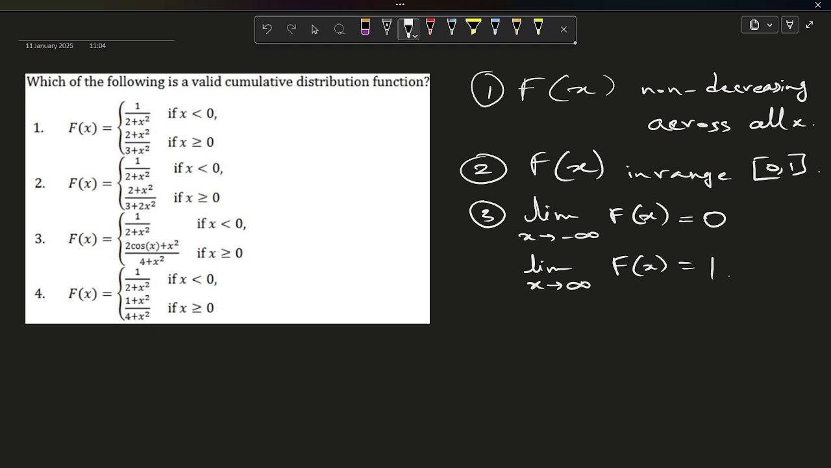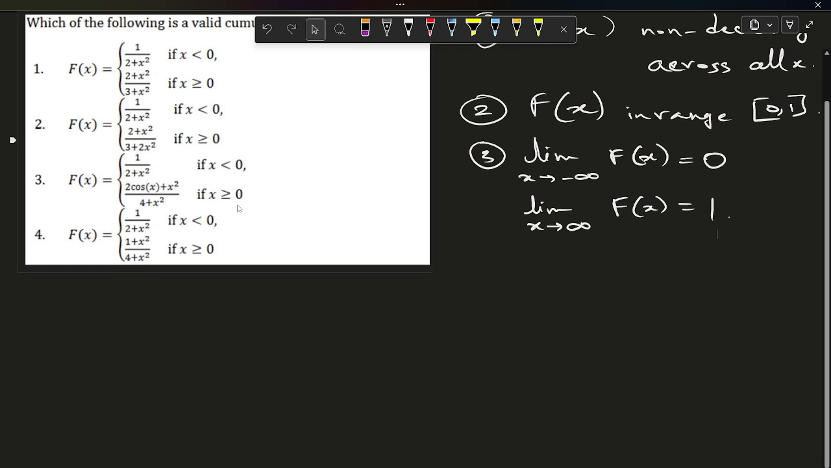So let me analyze this function step by step. The symbolic computation encountered complexities with the trigonometric function and the piecewise definitions. Instead, I will analyze the problem step by step manually. To verify a valid CDF, I need to check this. Okay, so our option 1 is this. Let me rewrite it.